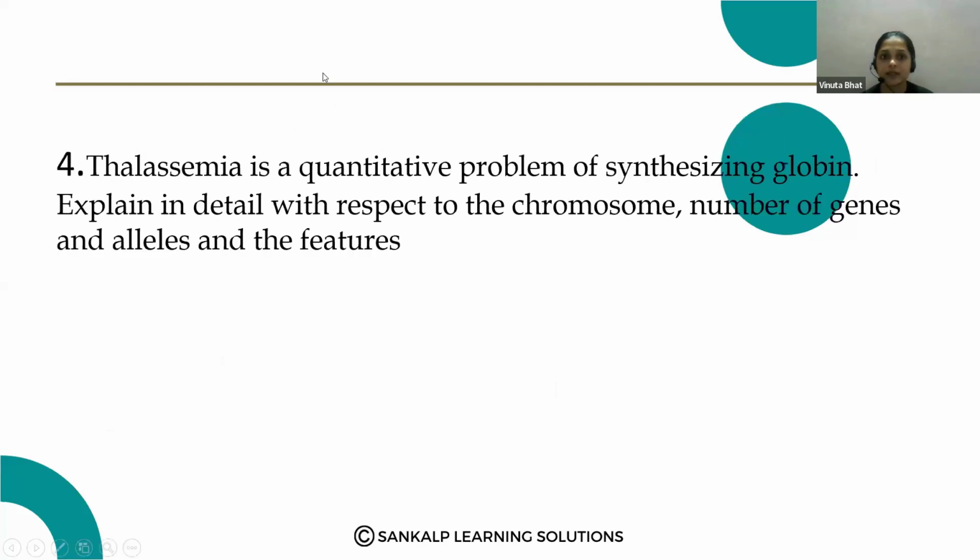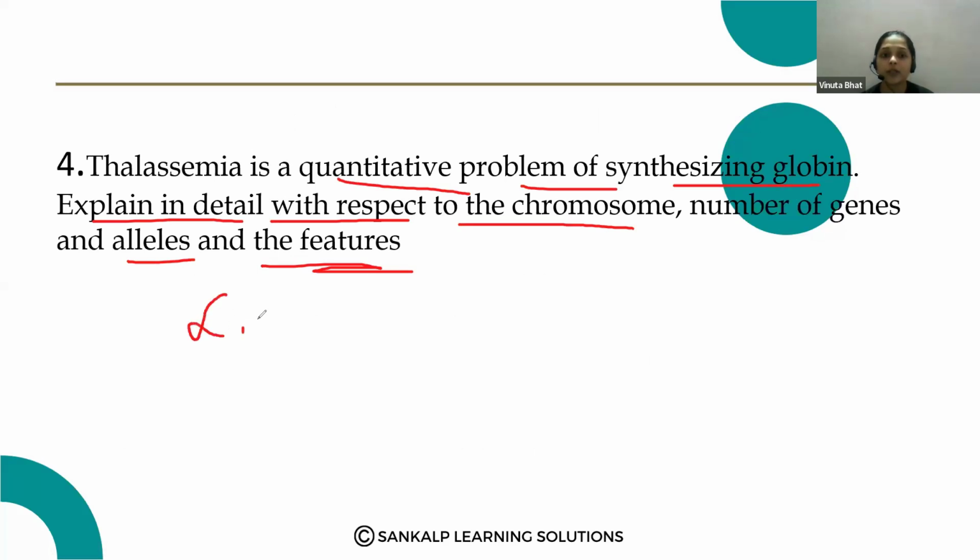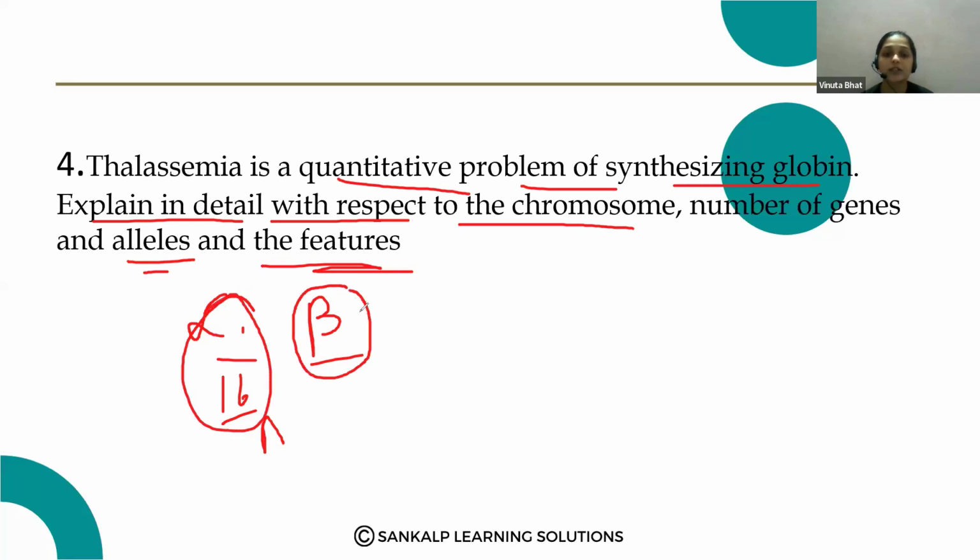Next question. Thalassemia is a quantitative problem of synthesizing globin. Explain in detail with respect to the chromosome number, genes, alleles and other features. We have discussed the thalassemia question. How it is caused, alpha type of thalassemia, beta type of thalassemia, and which chromosomes are responsible: the 16th chromosome, and the alleles HBA1, HBA2, HBB, which cause the disease.